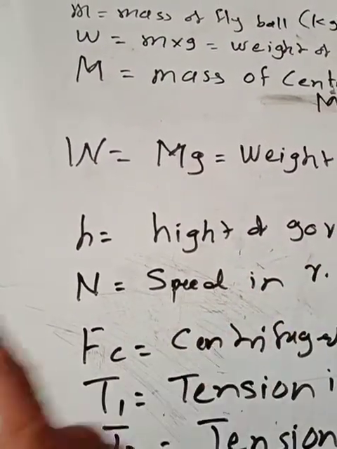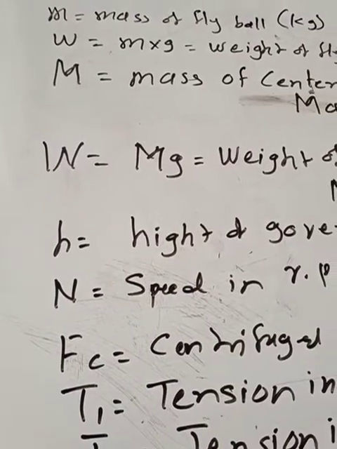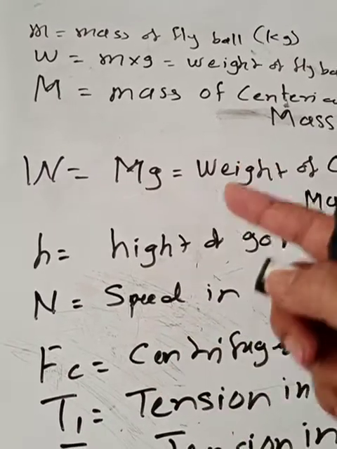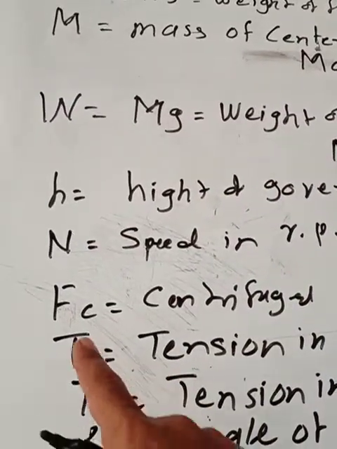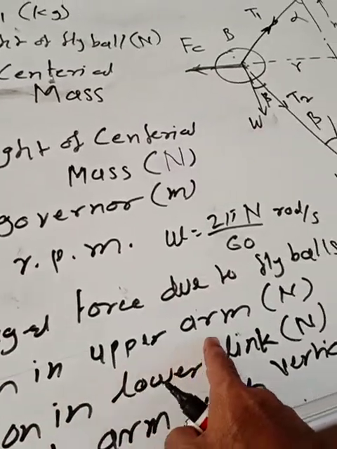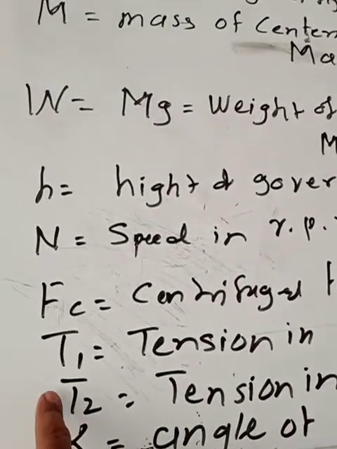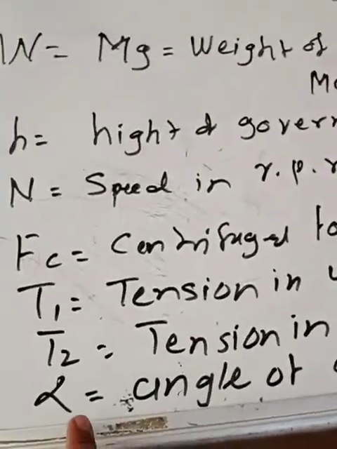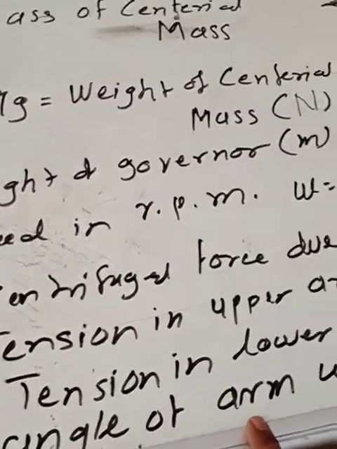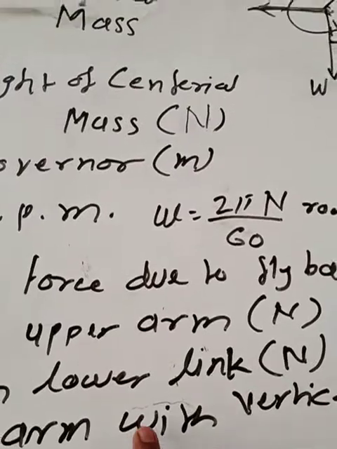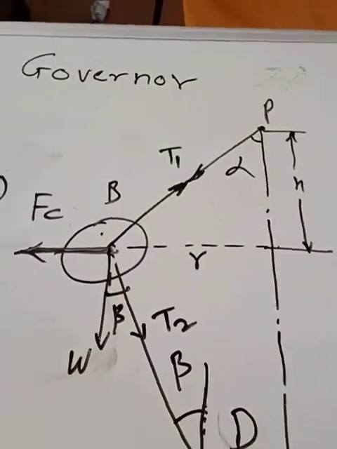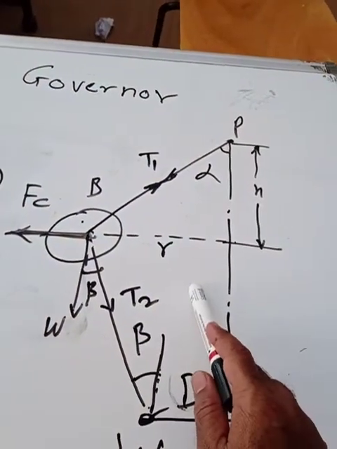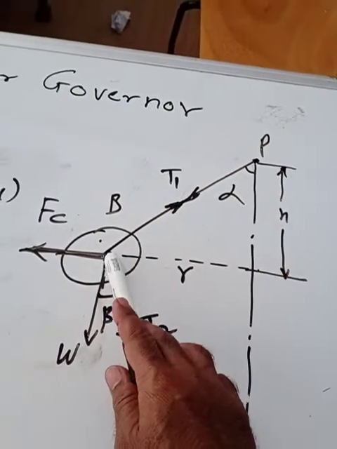Then as the fly balls are rotating, they will generate the force, and what is going to balance that force is the tension which has developed in the upper arm and in the lower link. So we'll consider T1 as the tension in the upper arm, that should be in Newton. Then T2 is the tension which has been created in the lower link, or we can say lower arm, and alpha is the angle which has been made by the arm with the vertical. Here you can see all the parameters or terms which are used in this schematic diagram for the analysis of forces. Now here is the point P, this is the arm, this is the fly ball.